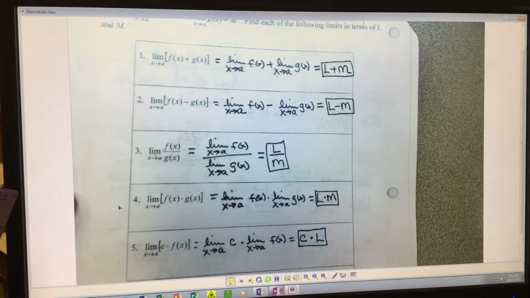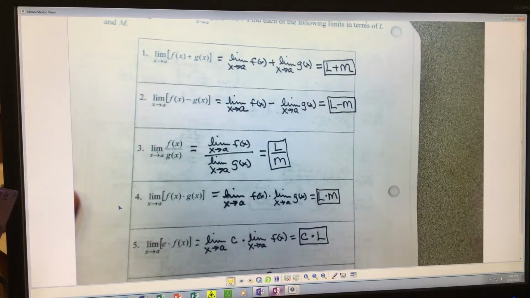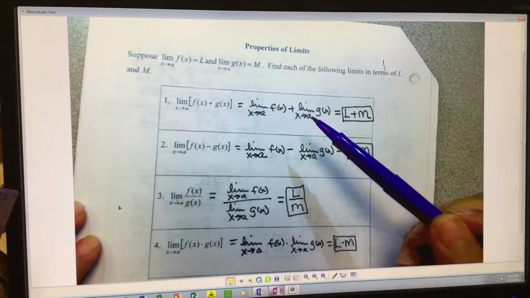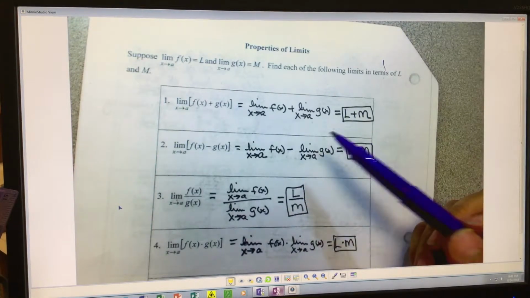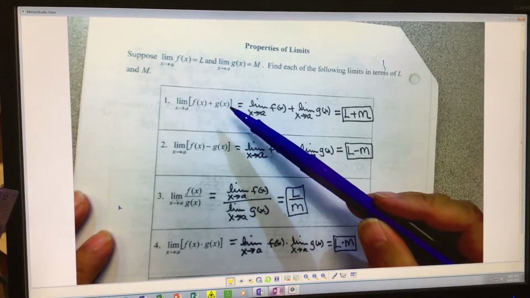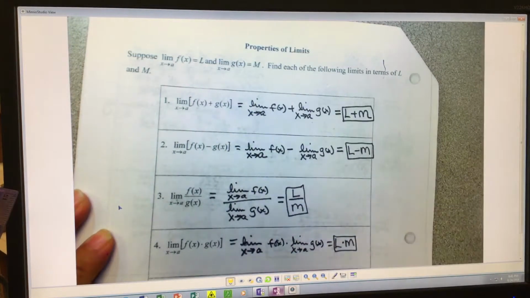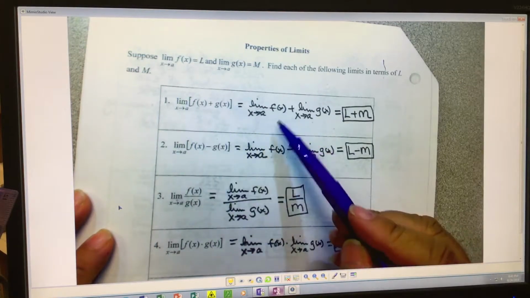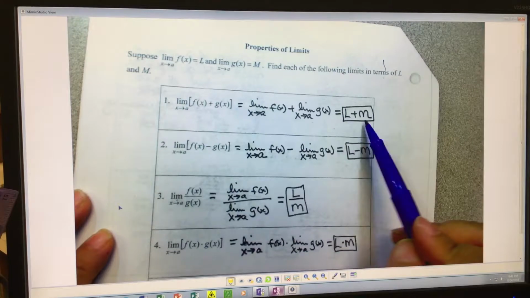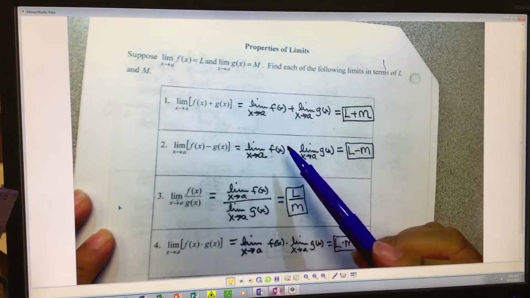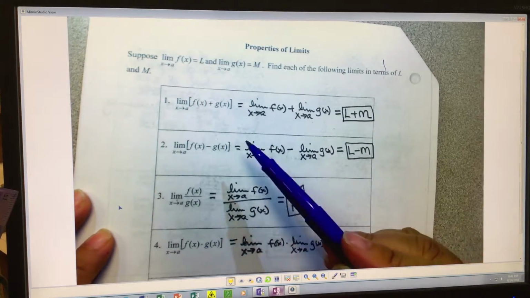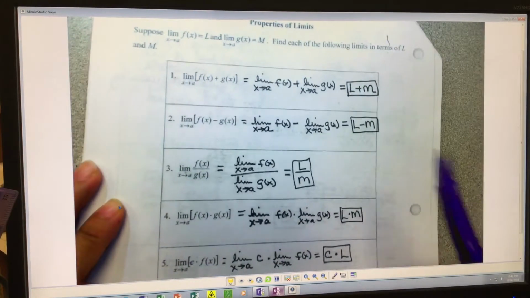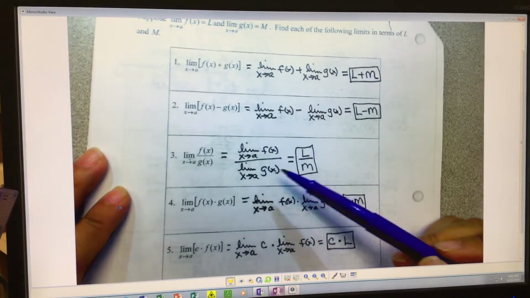Okay, so for number one, you've seen these before, the compound functions. If you have two functions added together, the limit of those functions, you're just going to add them just like this. Same thing with subtraction, the limit of f of x minus the limit of g of x. Here, this is quotient, so you guys get the idea.